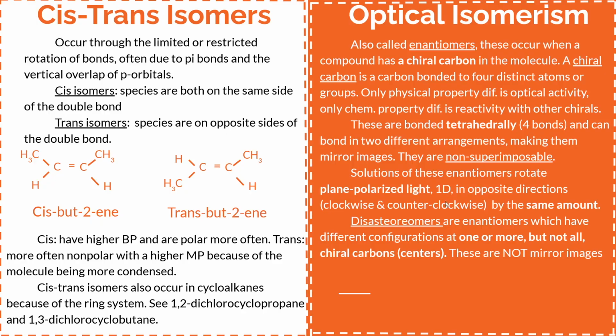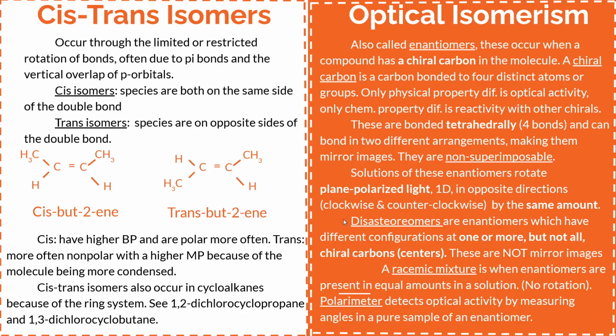Now, diastereomers are stereoisomers which have different configurations at one or more, but not all, chiral carbon centers. This means that they are not mirror images of one another. A racemic mixture is when enantiomers are present in equal amounts in a solution. Remember how we talked about solutions of enantiomers rotating plane polarized light. Now, a racemic mixture is when both enantiomers are present in equal amounts.